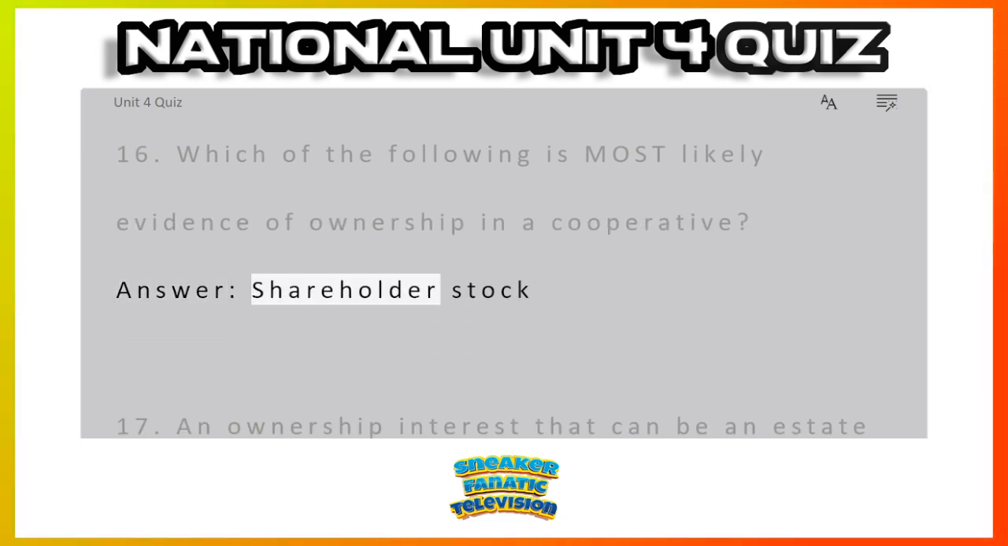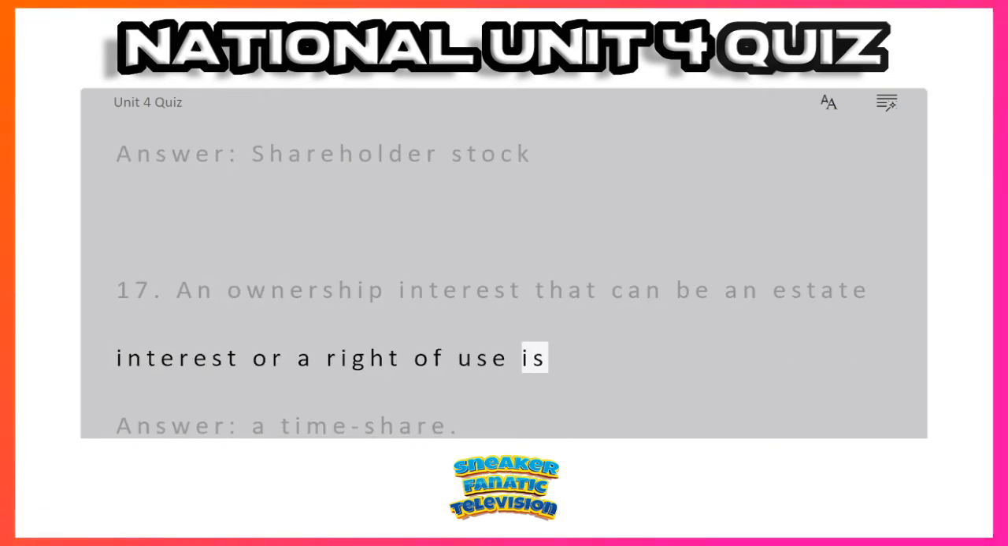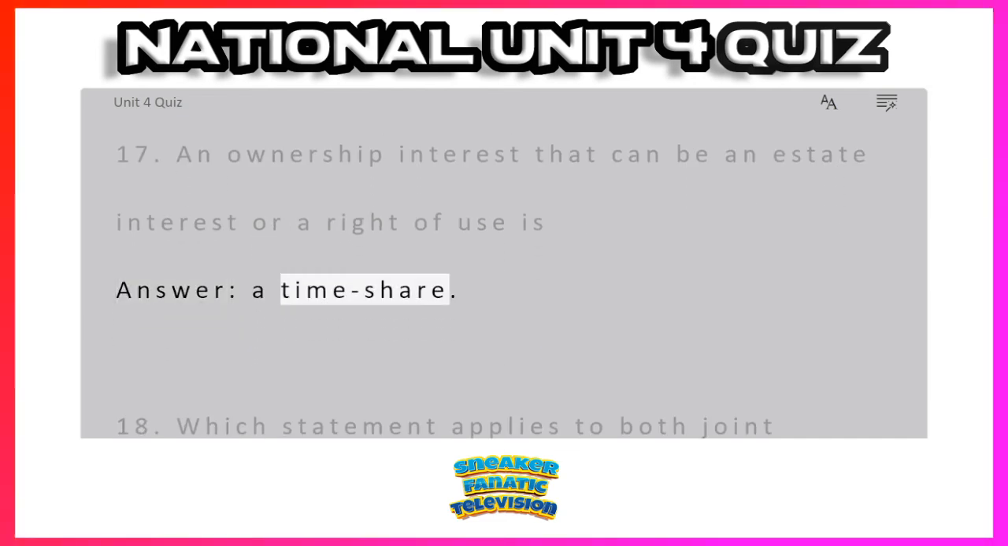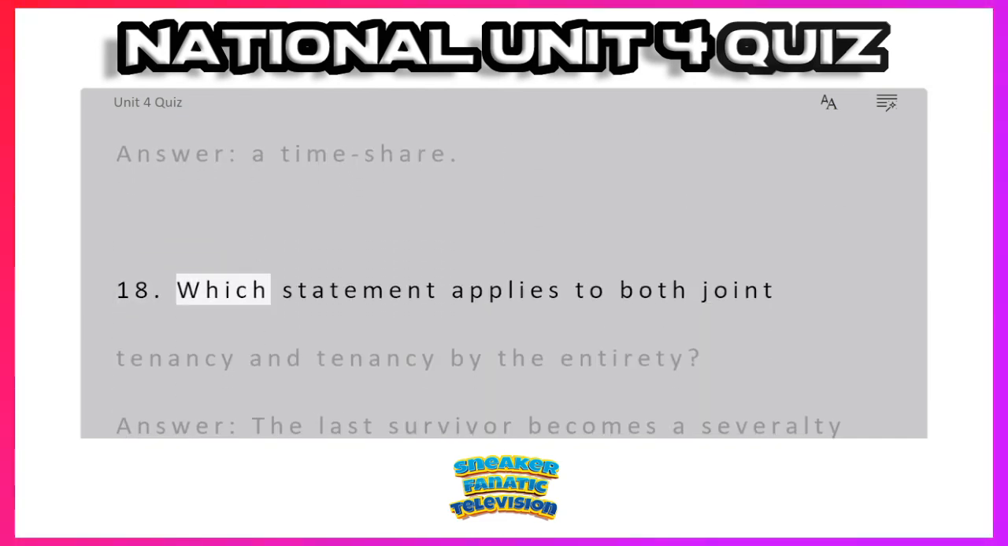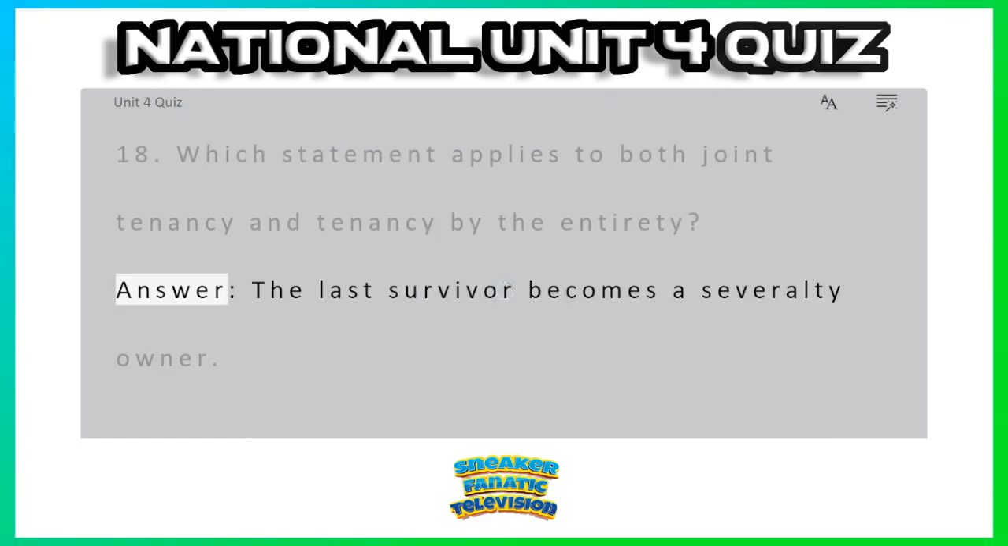Answer: shareholder stock. 17. An ownership interest that can be an estate interest or a right of use is. Answer: a timeshare. 18. Which statement applies to both joint tenancy and tenancy by the entirety? Answer: the last survivor becomes a severalty owner.